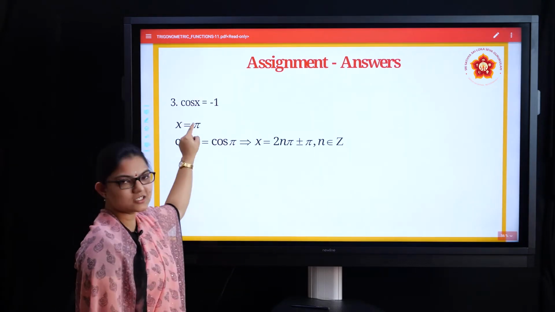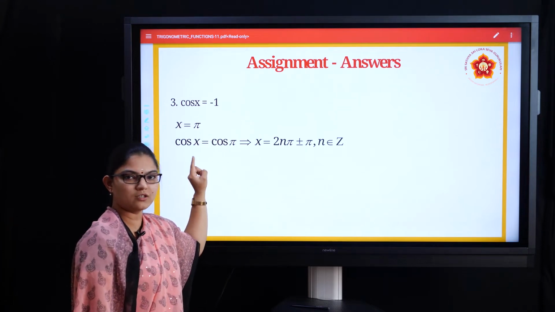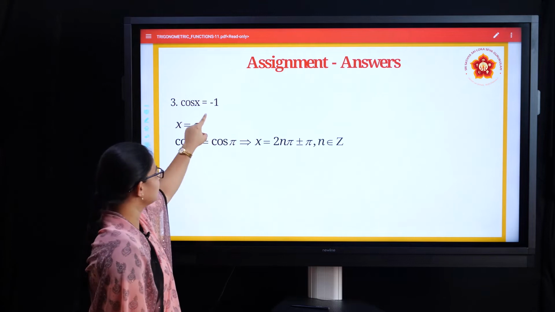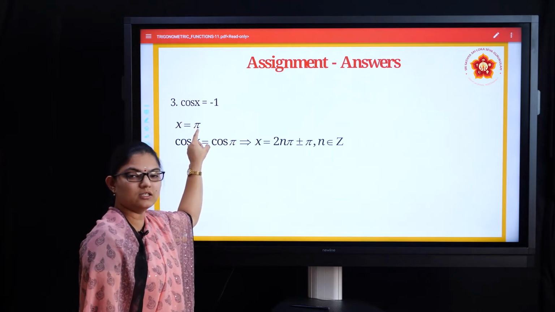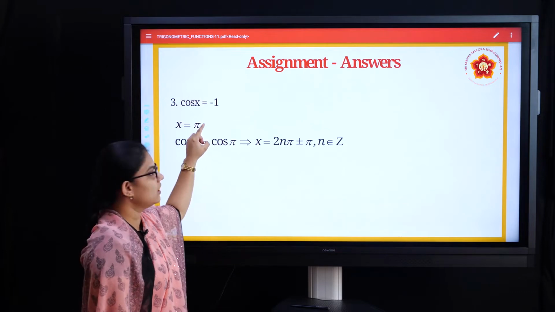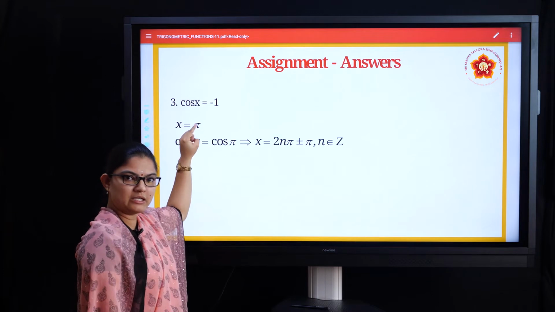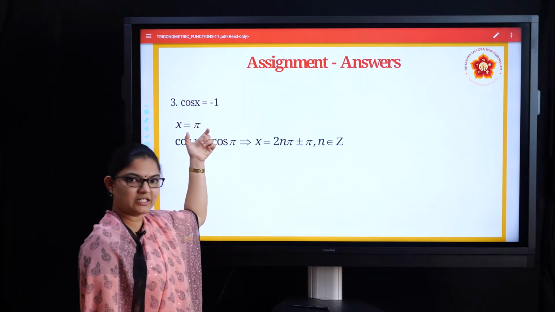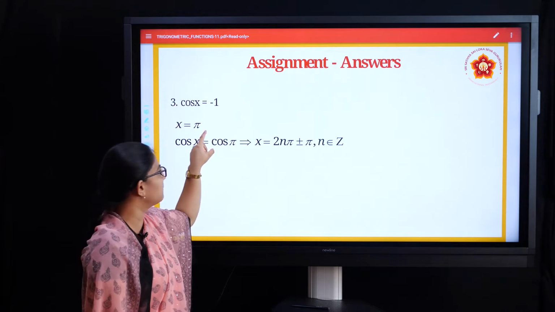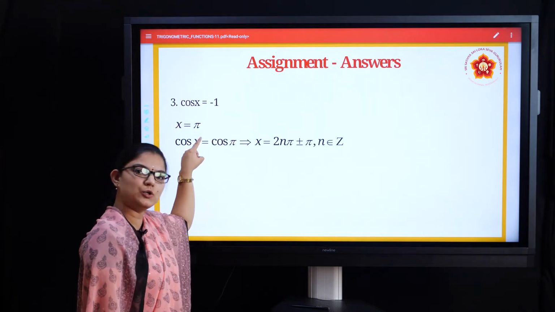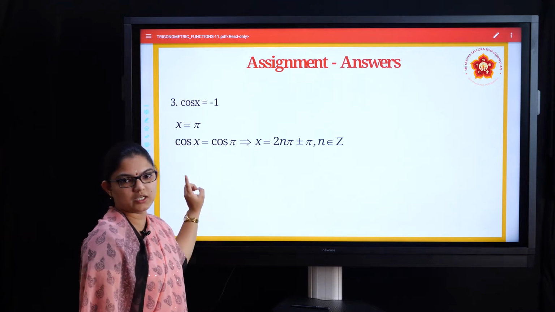Next question, cos x is equal to minus 1. We know cos x is equal to 1 for 0, right? Cos 0 is 1. But here we need negative, minus 1. So cos is negative in the second and the third quadrants. And how can we find it? Pi minus 0 gives the second quadrant angle and pi plus 0 the third quadrant angle, where both are giving pi. So therefore x is equal to pi is the principal solution of this particular equation.